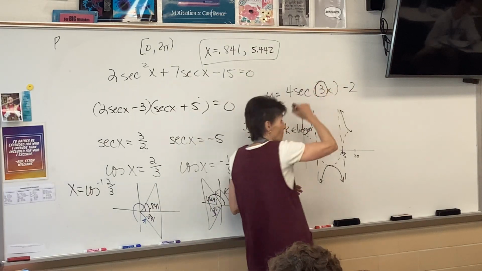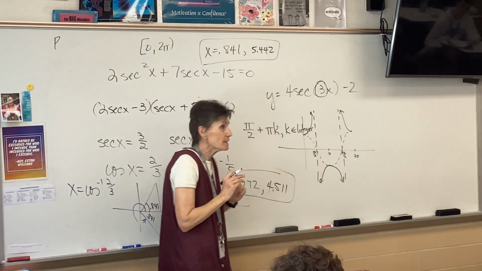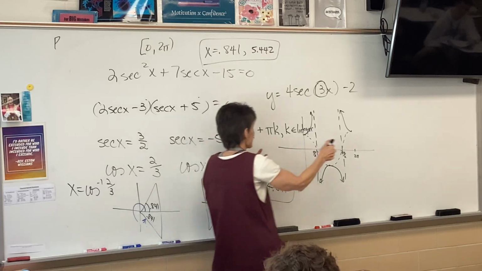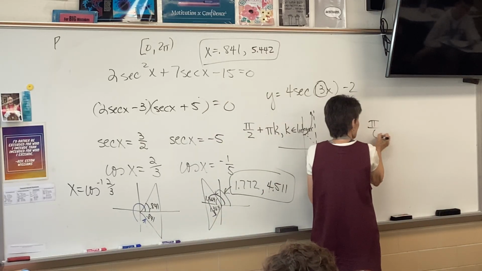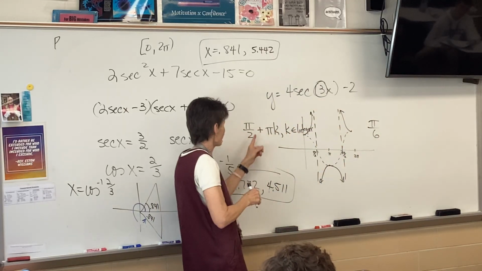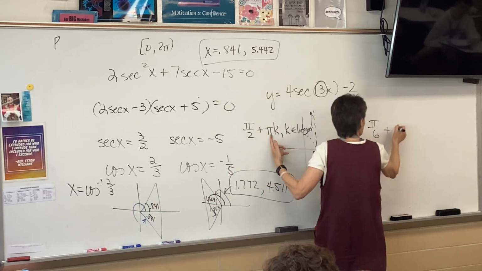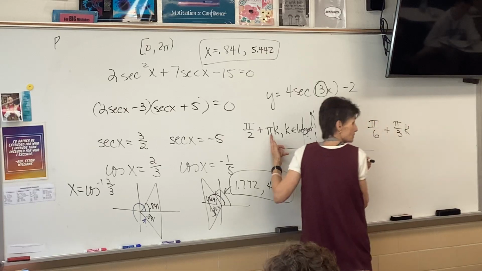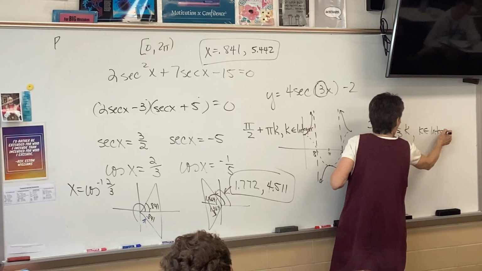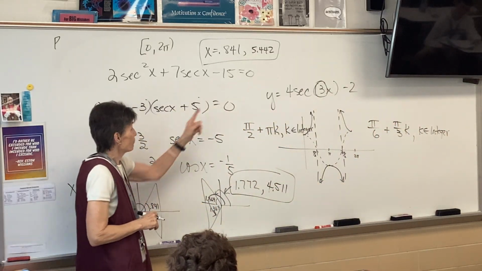What does that number do? Oh, it divides by 3. So instead of this being at π over 2, it's going to be at π over 6, because this is getting divided by 3. So this is π over 6, and this isn't π, this is π over 3 k. And that is where all of your asymptotes are for that.